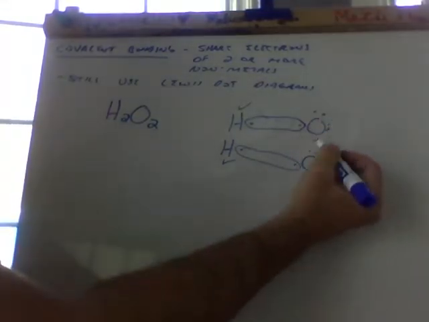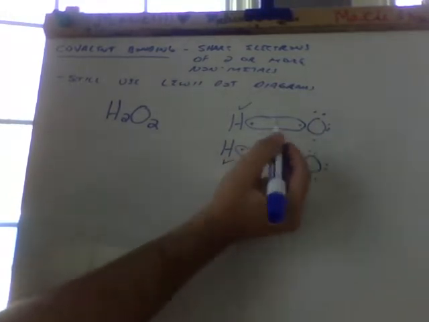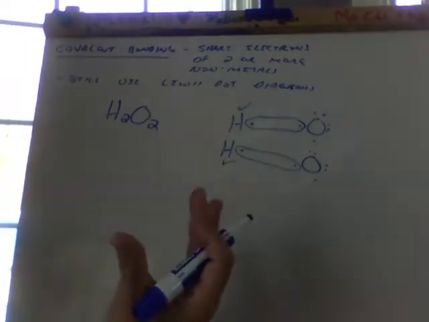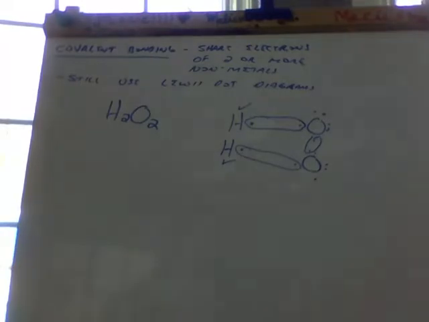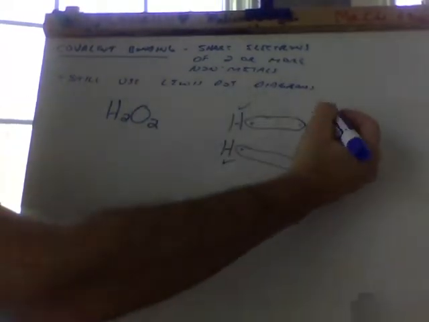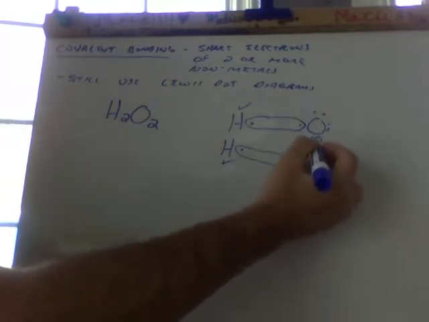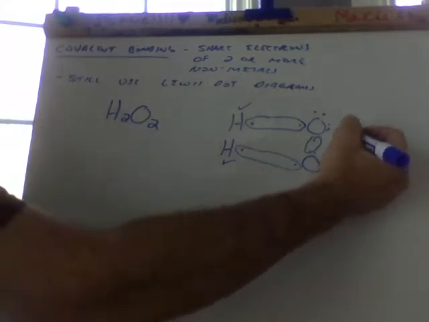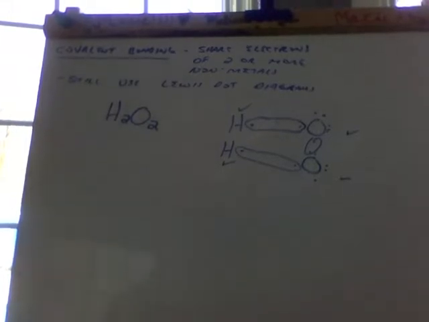Oxygen has 1, 2, 3, 4, 5, 6. Neither oxygen is happy with the shared 7. They both want 8. So they just bond with each other. And there we go. Now oxygen has 1, 2, 3, 4, 5, 6, shares 7, shares 8. Same for the other oxygen. That one's happy, that one's happy, that one's happy, that one's happy. Everything is happy. And the idea is that if everything is happy, we create a chemical formula where all of our things that weren't happy are now happy.